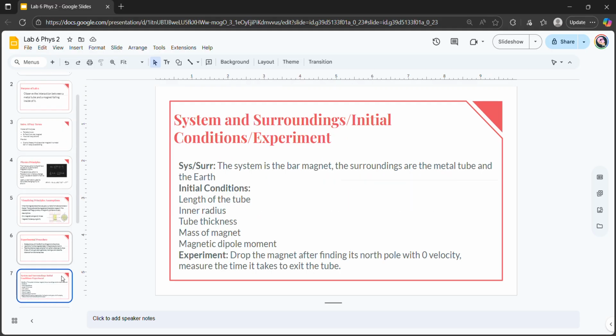Systems and surroundings. The system is the bar magnet, and surroundings are the metal tube and the earth. The initial conditions are going to be the length of the tube, the inner radius, the tube thickness, the mass of the magnet, and the magnetic dipole moment.